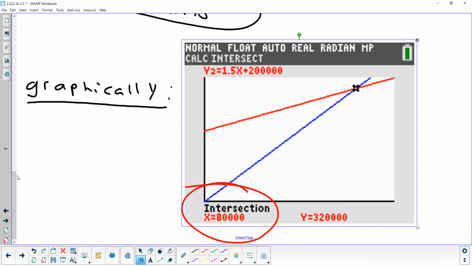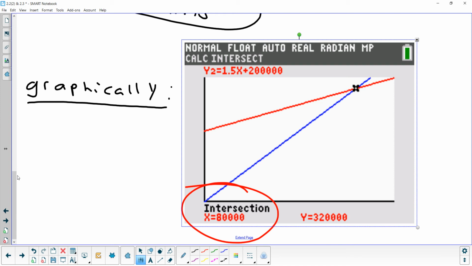Well, we have a fixed cost of 200,000 already. So it's got to be more than that. Yeah? $320,000. Right. My cost to produce 80,000 shirts is $320,000.